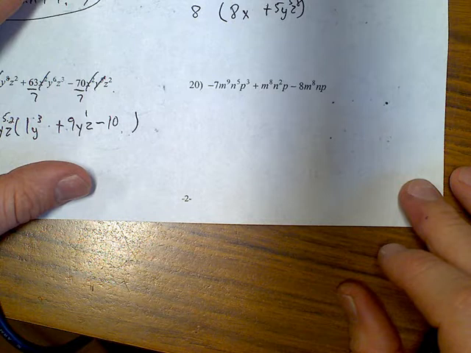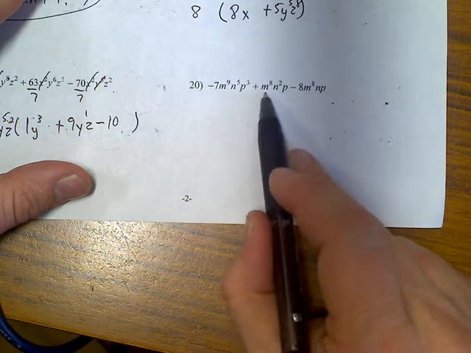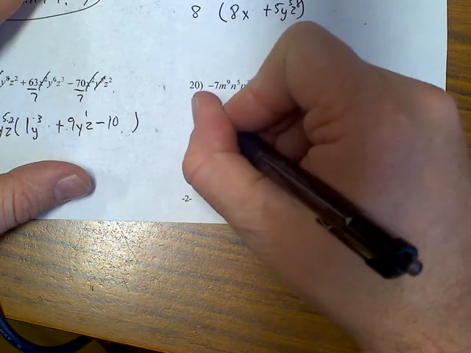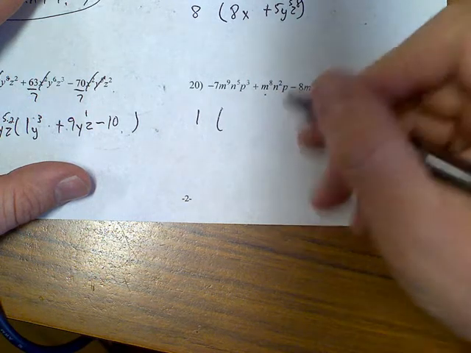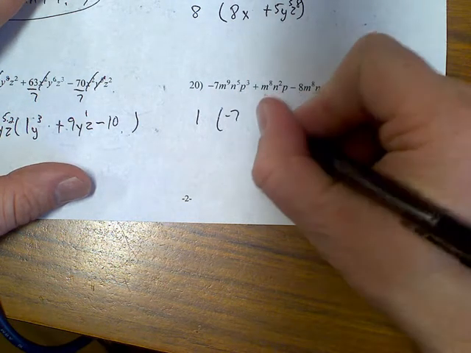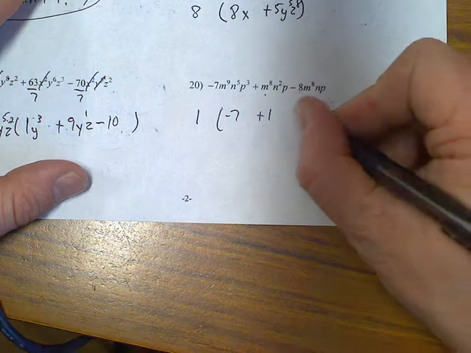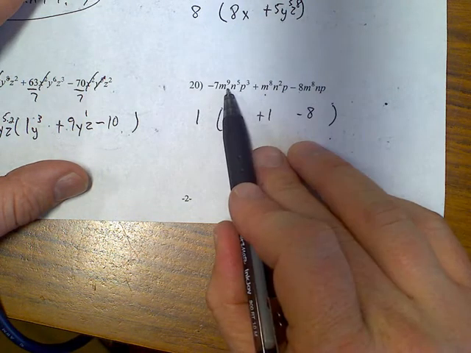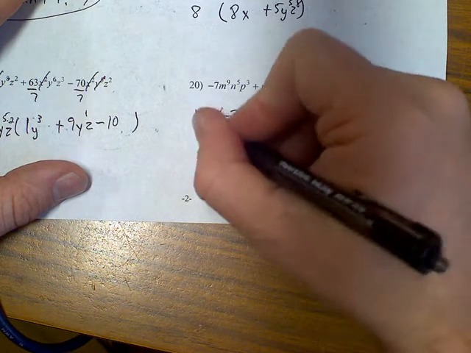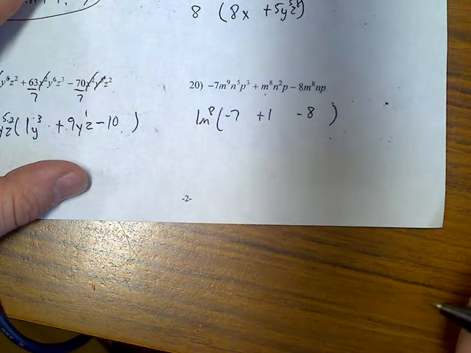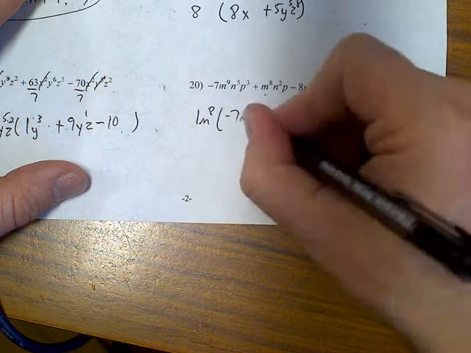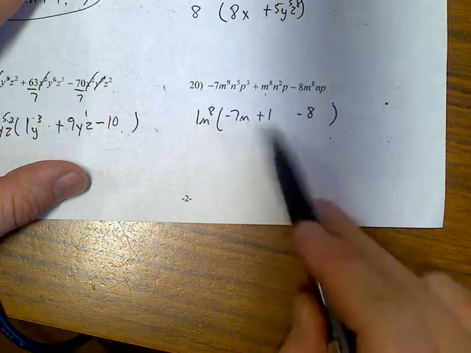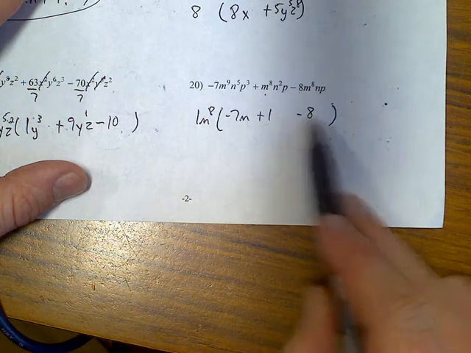Number 20. These have no numbers in common, so I take a 1 out. So what would be left would be a negative 7, 1, minus 8. 9 m's, 8 m's, 8 m's. So I can take 8 m's out. 9 minus 8 is 1 m. 8 minus 8, none. 8 minus 8, none.